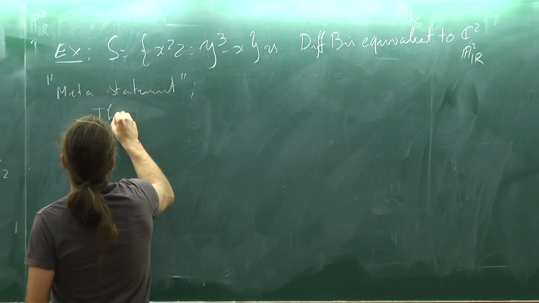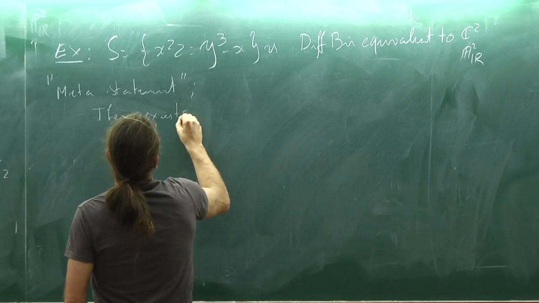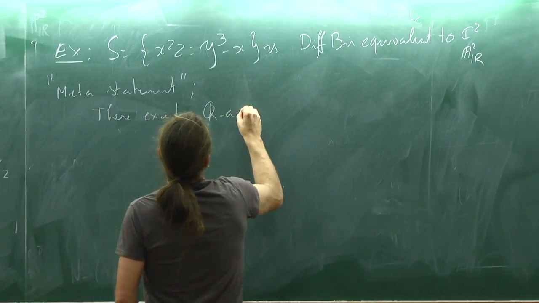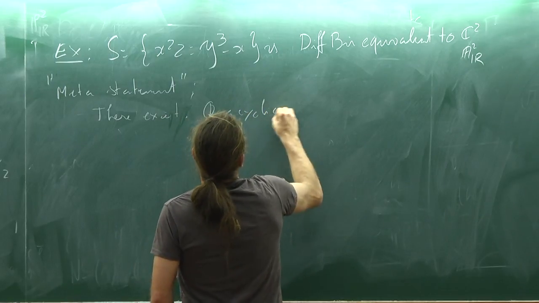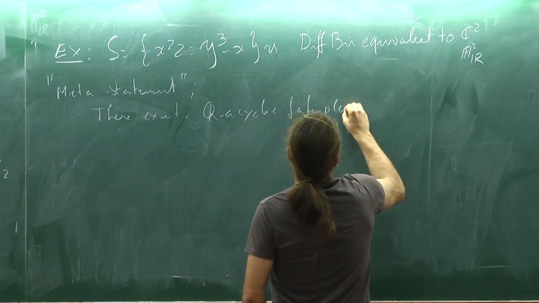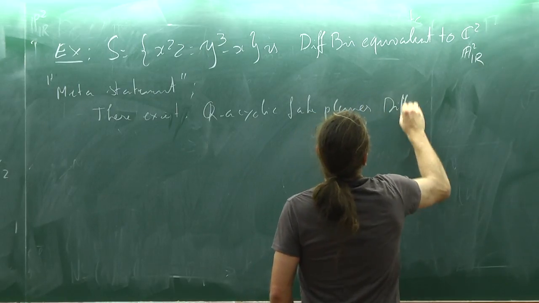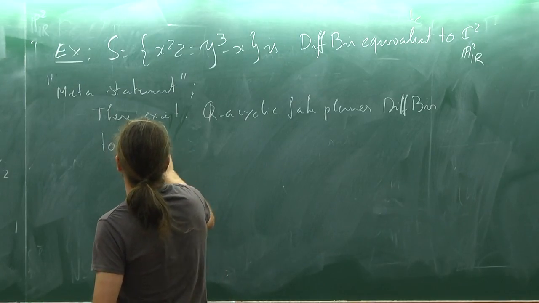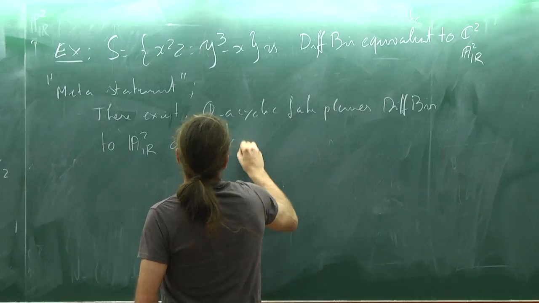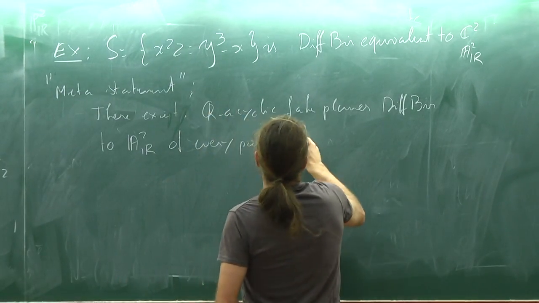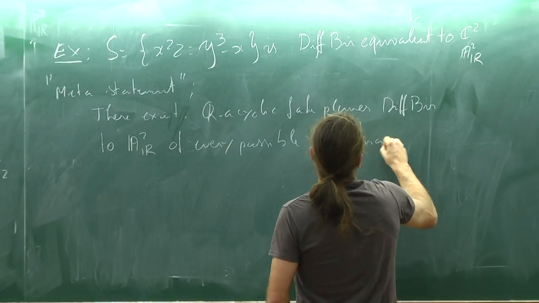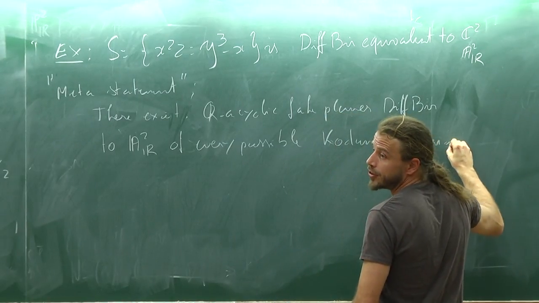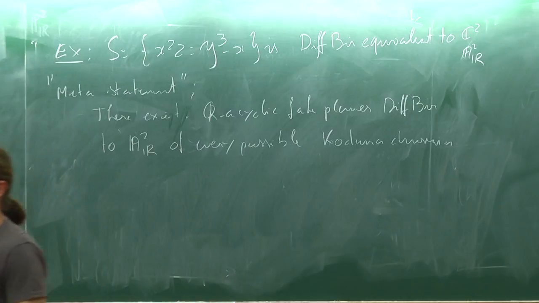There exist Q-acyclic fake planes, birationally diffeomorphic to A2R, of every possible Kodaira dimension. In particular, there are Q-acyclic fake planes of general type, which are birationally diffeomorphic to A2.